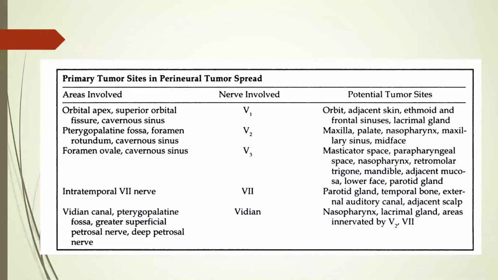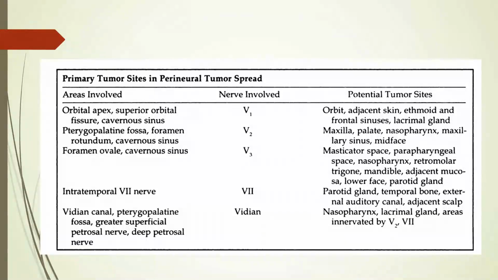When the maxillary nerve, that is the V2 branch, is involved, then the areas involved can be the pterygopalatine fossa, foramen rotundum, or the cavernous sinus. So the disease can be in the maxilla, the palate, the nasopharynx, or the maxillary sinus. Then V3, that is the mandibular inferior alveolar nerve, generally shows, as I said, widening of the foramen ovale. The potential tumor sites are the masticator space or any mandibular pathology.